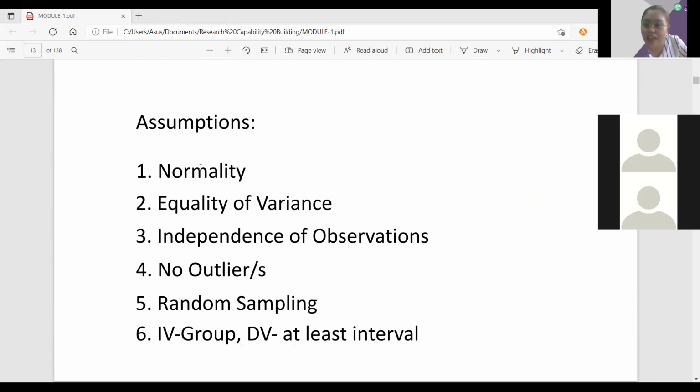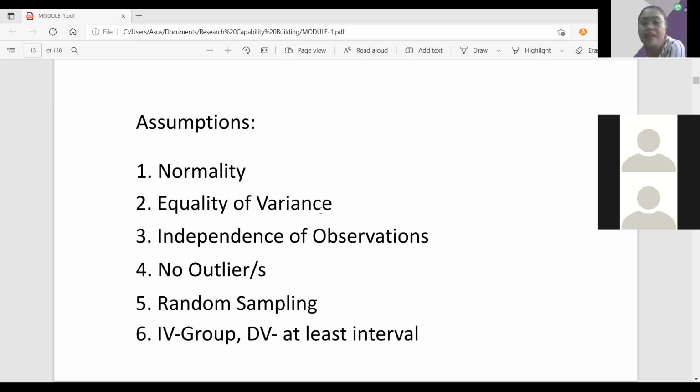So number 1 again, normality of the distribution. Number 2, equality of variance. Dapat equal yung variance ng study natin. When we say variance, class, that's the square of the standard deviation. So again, we have to get the square of the standard deviation. Yan yung variance na tinatawag.